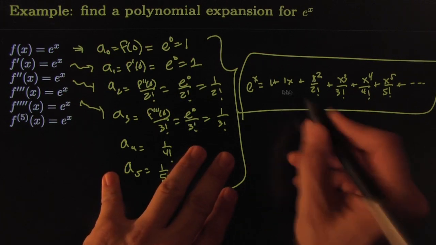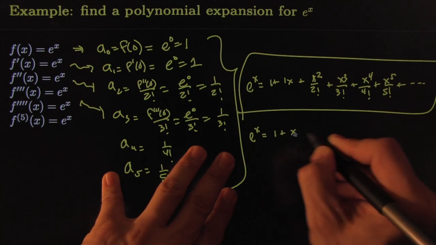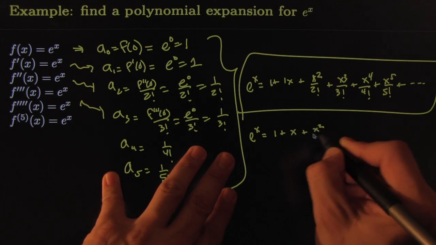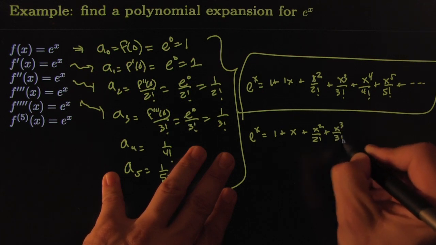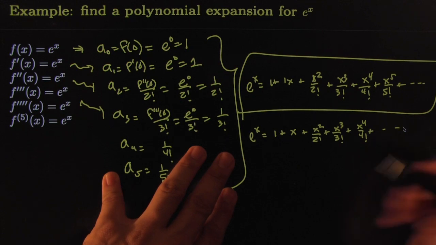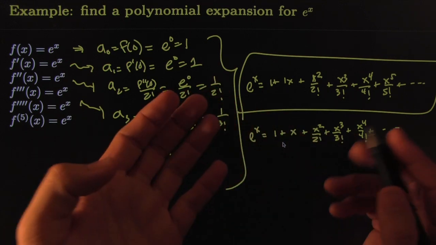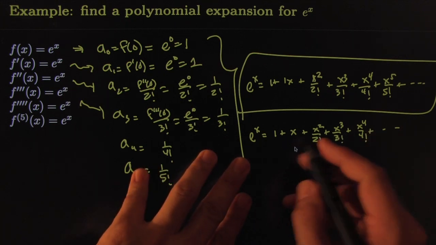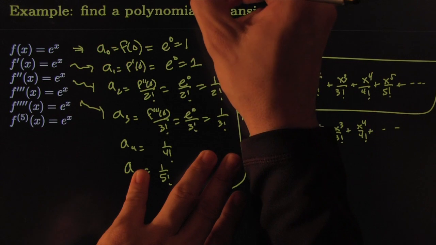e to the x, so famous, man. e to the x is equal to 1 plus x plus x squared over 2 factorial plus x to the 3 over 3 factorial plus x to the 4 over 4 factorial, and on and on and on. Beautiful. By the way, if you ever want to know how you can calculate e by hand to arbitrary precision, you could just plug in, just for fun, you could try this.